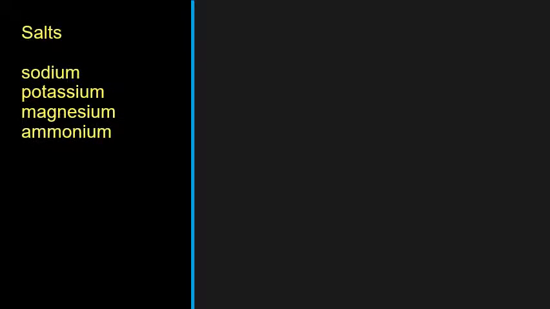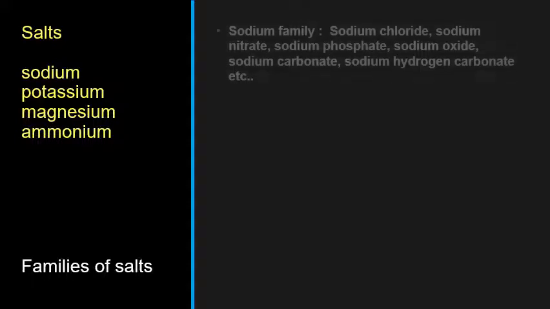So first we will learn about some salts. Salts of sodium, salts of potassium, salts of magnesium, salts of ammonium. Let us say these salts we will learn first. We call them sodium salts, potassium salts, magnesium salts, ammonium salts, as they just indicate a family of the salts. Sodium family, potassium family, magnesium family, ammonium family, or chloride family, or sulfate family, or nitrates family, like this.